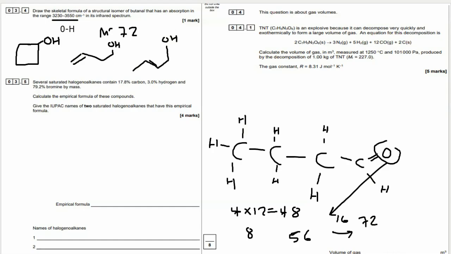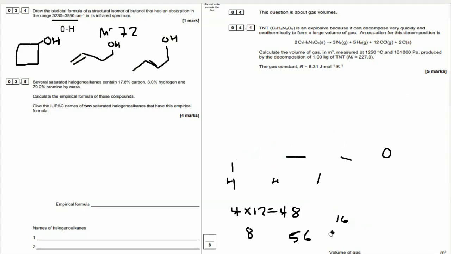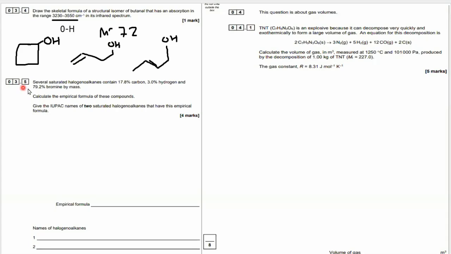Okay, let's move on. I'm going to clear some of that because it's going to interfere later on when I do the other question. That was just showing you how to check the Mr of butanal so you'd know whether you've got it right or not when you draw your isomer. So let's look at 3.5.